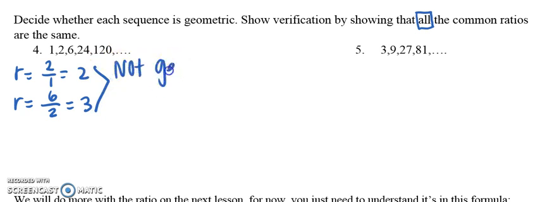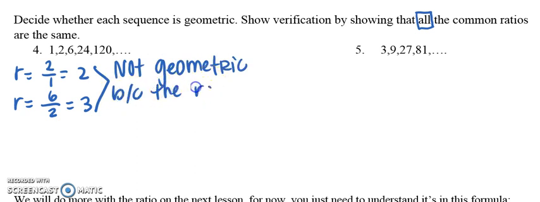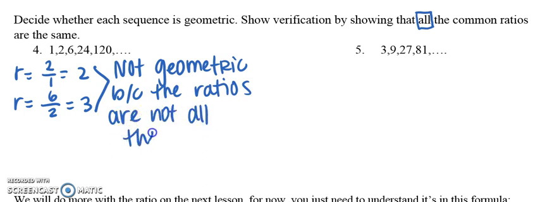Not geometric because the ratios are not all the same. As soon as you get a no, you can stop and say no. Okay? Let's look at this next one over here.